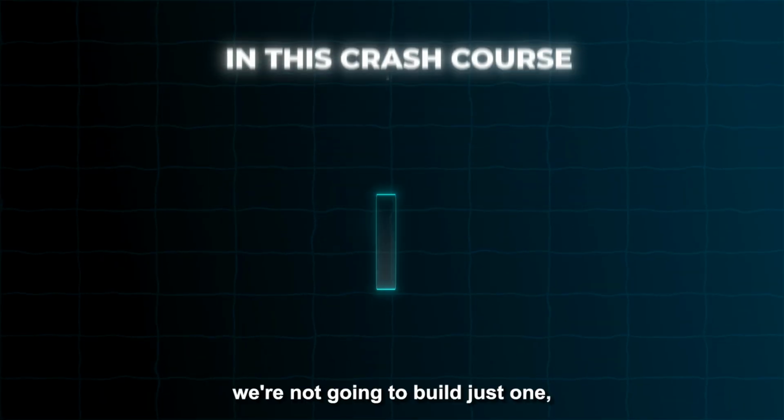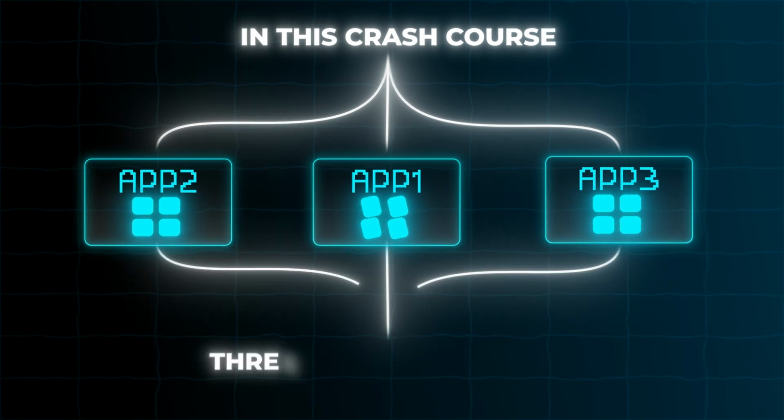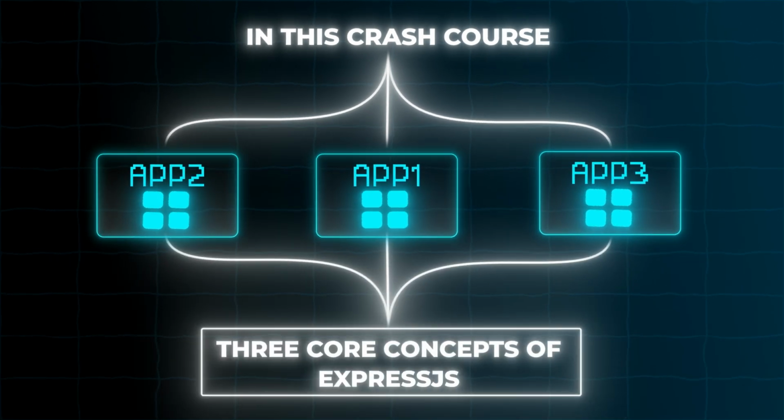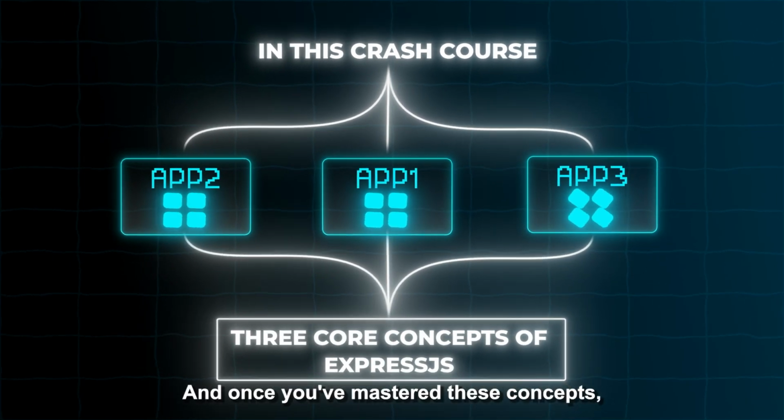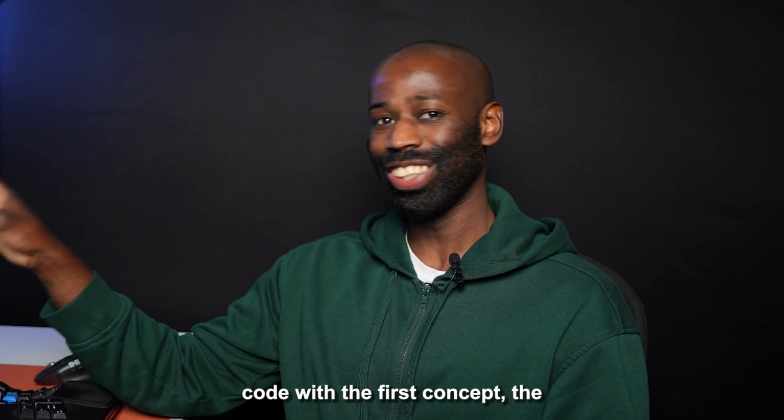What we are building here with Express is the application on the server that handles the request and returns the responses. In this crash course, we're not going to build just 1, but 3 apps. And all it takes is mastering the 3 core concepts of ExpressJS. And once you've mastered these concepts, everything becomes easy. So let's start by fixing our code with the first concept, the application.